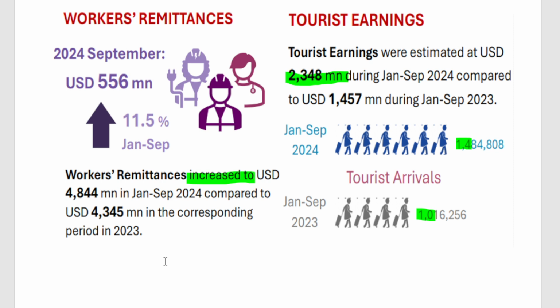In the case of tourist earnings, that also has recorded positive growth, and it was around 2.3 billion USD for the last 9 months, and we can see an increase in tourist arrivals as well. When we consider 2023, for January to September, it was only 10 lakhs. However, in 2024, during the period of January to September, it was over 14 lakhs, and that's a good sign. And we need to focus on tourists from high income countries as well.